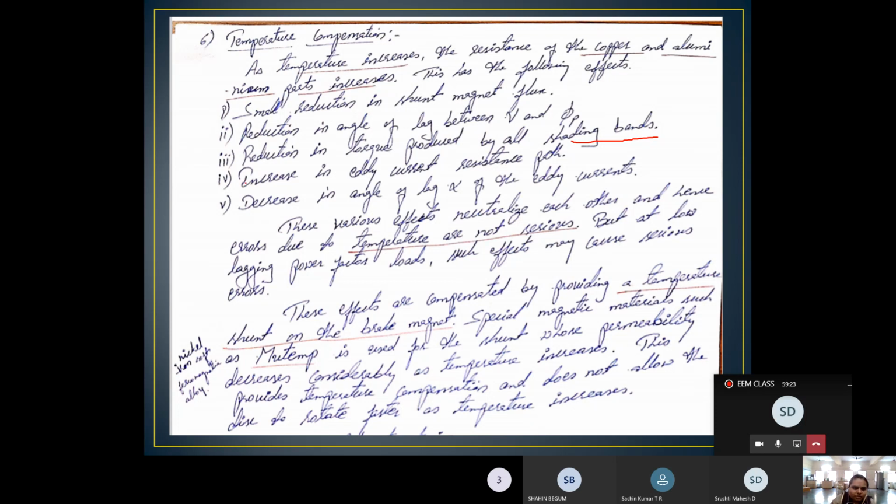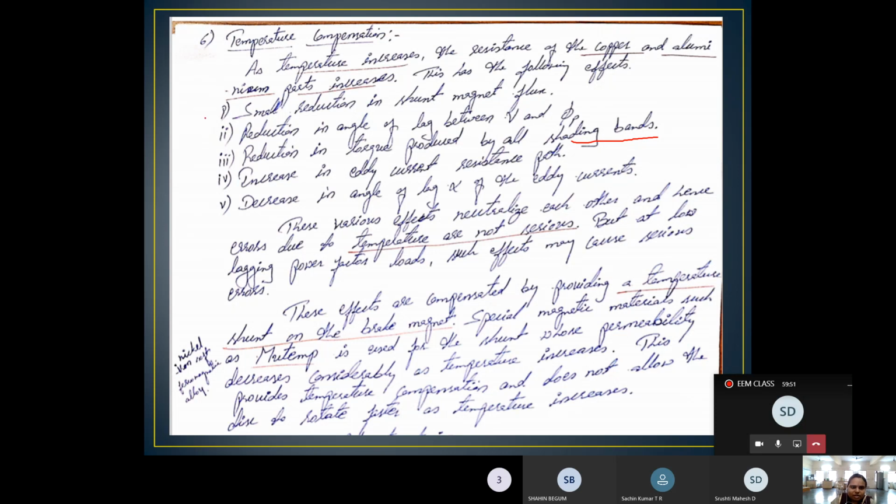Then what is the fourth one? It increases the eddy current. Is eddy current necessary for us? No. Eddy current should be there, but in a small path. Here they are telling that due to the temperature, the resistance of the path is increasing. Then the last one is a decrease in the angle of lag alpha, the alpha of the eddy currents. These are the effects that occur when temperature increases.